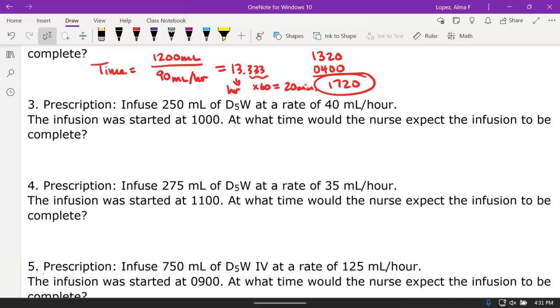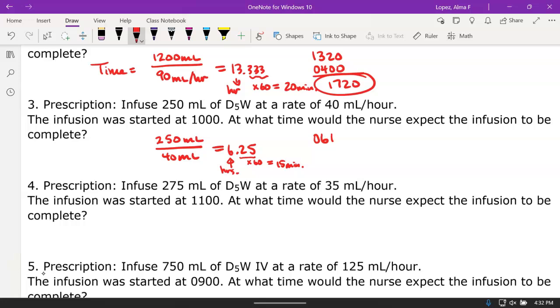On number 3, we want to infuse 250 milliliters at a rate of 40 milliliters per hour. If it started at 10, when will it be over? Okay, well, I'm going to start with the 250 milliliters and divide by 40 milliliters. 250 divided by 40 gives me 6.25. Okay, well, that's 6 hours. Grab your calculator and do minus 6 so that all that's left is the decimal. Multiply that by 60 to get the number of minutes, which should be 15 minutes.